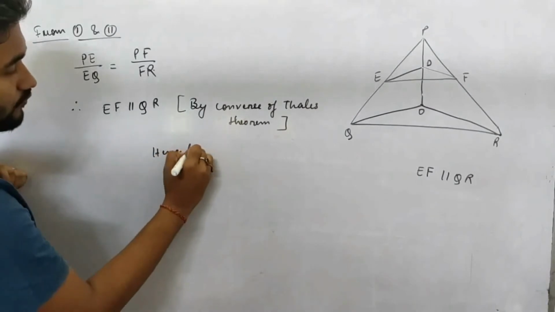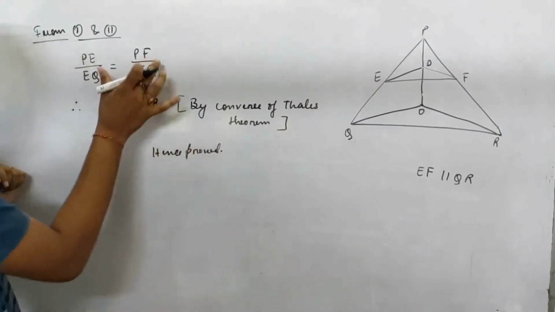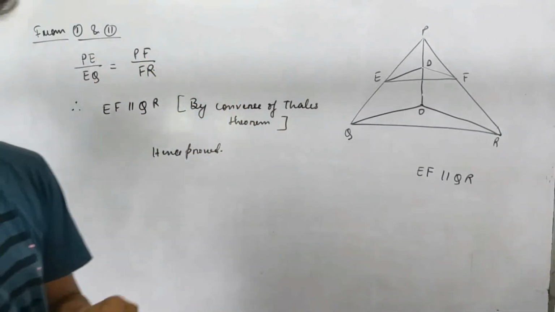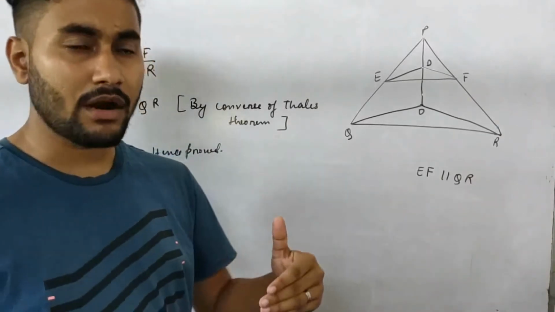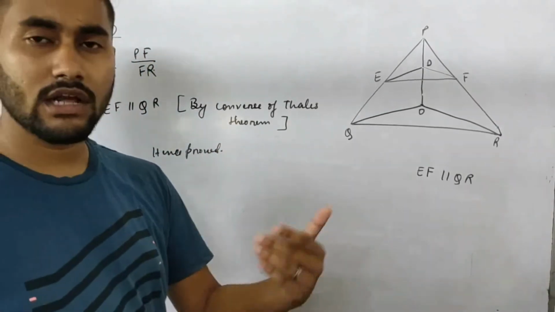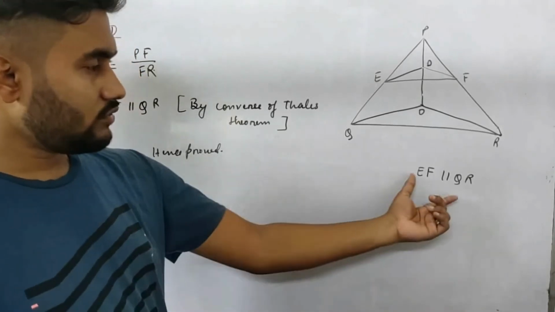So hence proved. Almost the same, only one more line you have to write: by converse of Thales theorem. If you have to prove the parallel part, then a converse theorem will come for sure. Understood? So you have to prove this part.